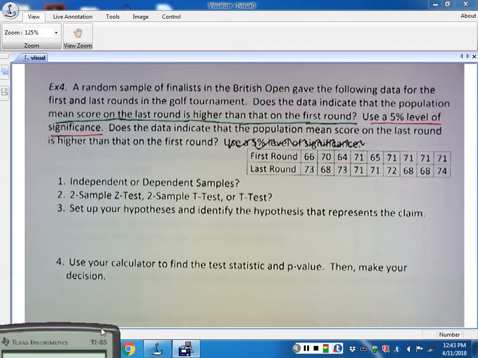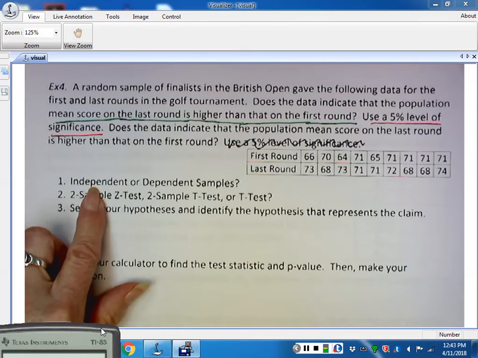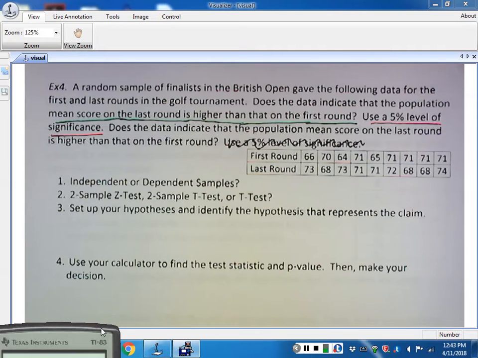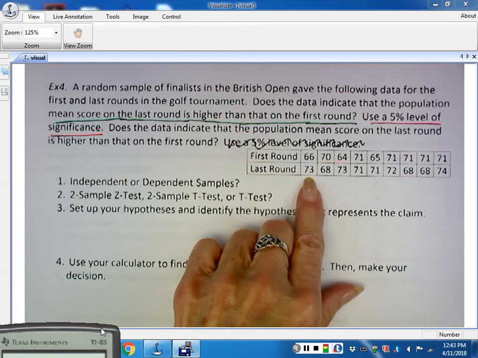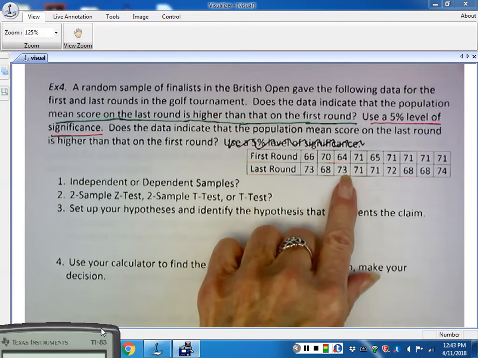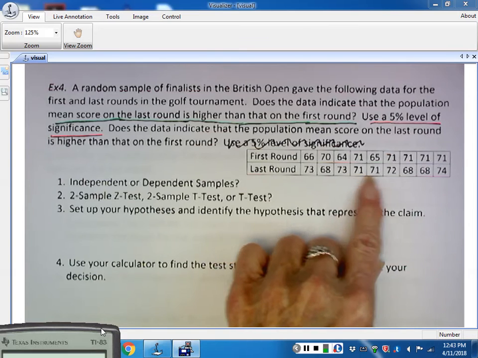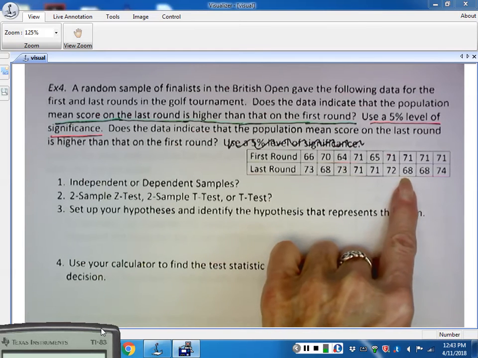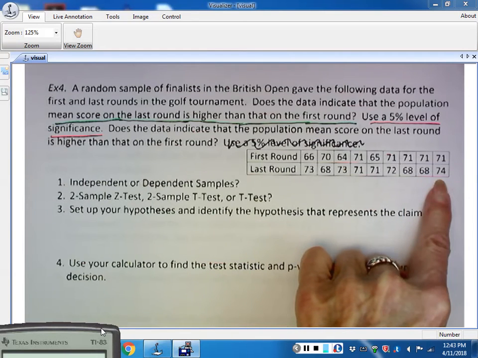Now this is the big decision you've got to make, and this is going to change how we work the problem, so you've got to be sure you're making it correctly. Is this an independent or a dependent sample? How do you know it's dependent, Matthew? Because it's the same people, the first round and the second round. Right, it's the same people playing. This is player number 1, player number 2, player number 3, player number 4, player number 5, player number 6, player number 7, player number 8, player number 9.